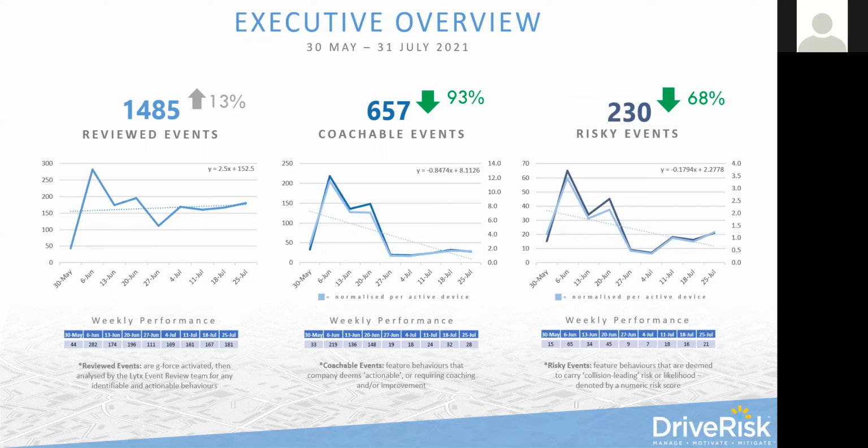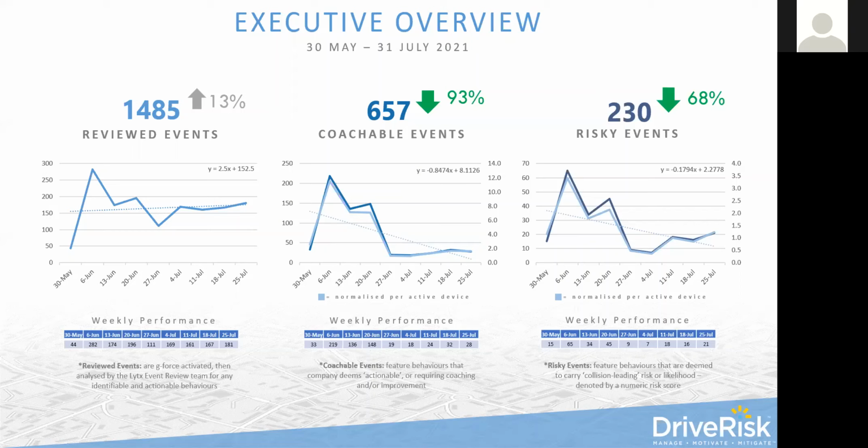But what we see is over that same period, yes, we had that massive spike, but a 93% reduction over the same period of coachable events. So that's coachable events that, from the review, actually have risky behaviours, or even what we class as collision leading behaviours that we've actually seen in the process. So a 93% reduction is absolutely astounding.